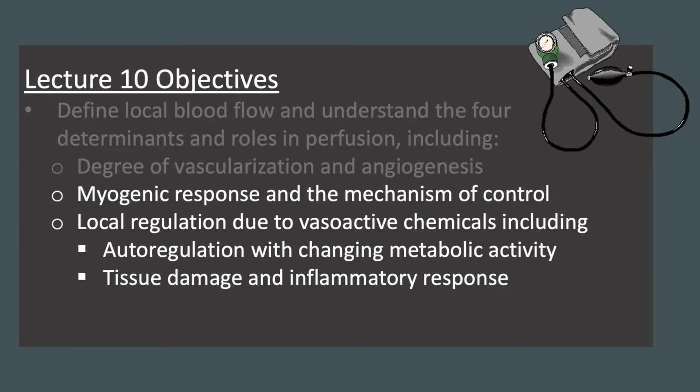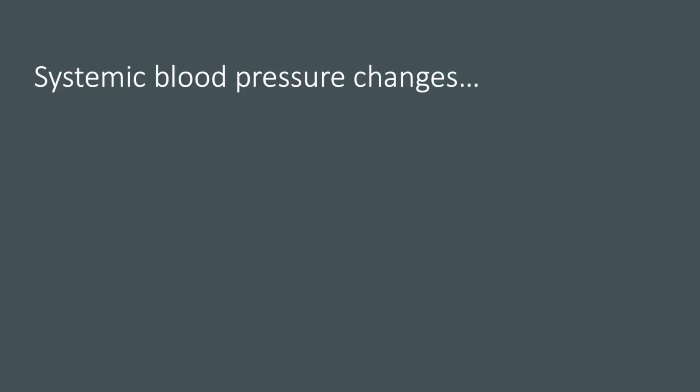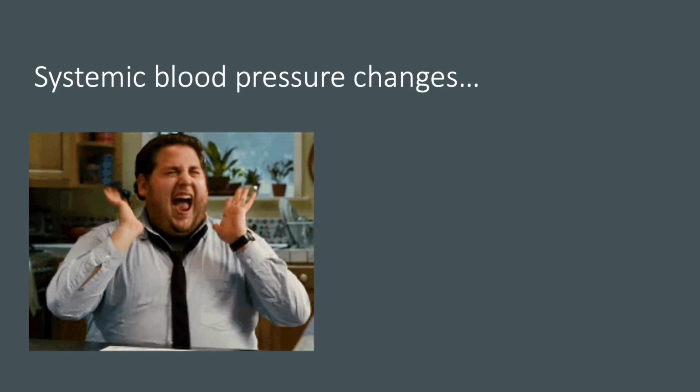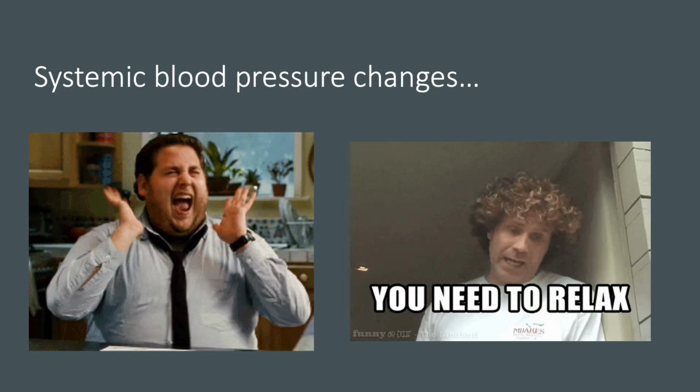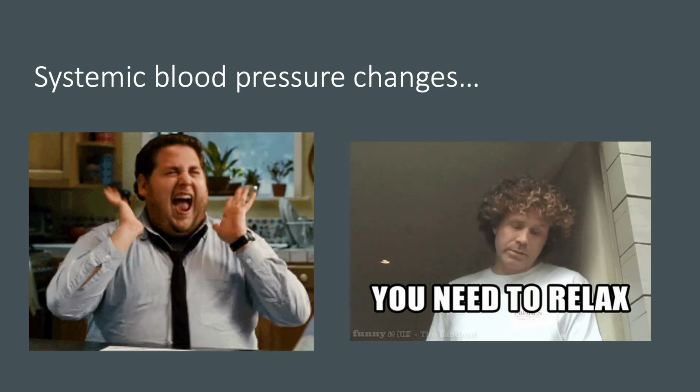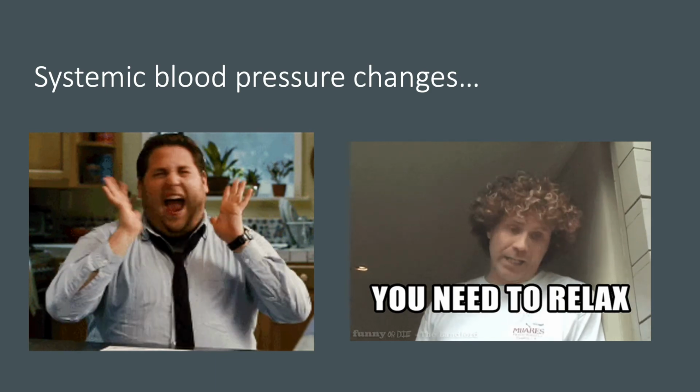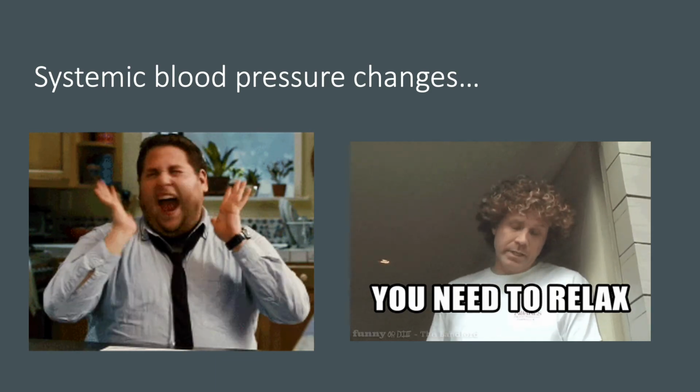We'll turn now to the myogenic response and its mechanism of control. Systemic blood pressure, that's the pressure exerted on the arteries when the heart contracts, is going to change based upon whether we are excited or relaxed. However, the blood flow to tissues can remain constant due to the myogenic response.